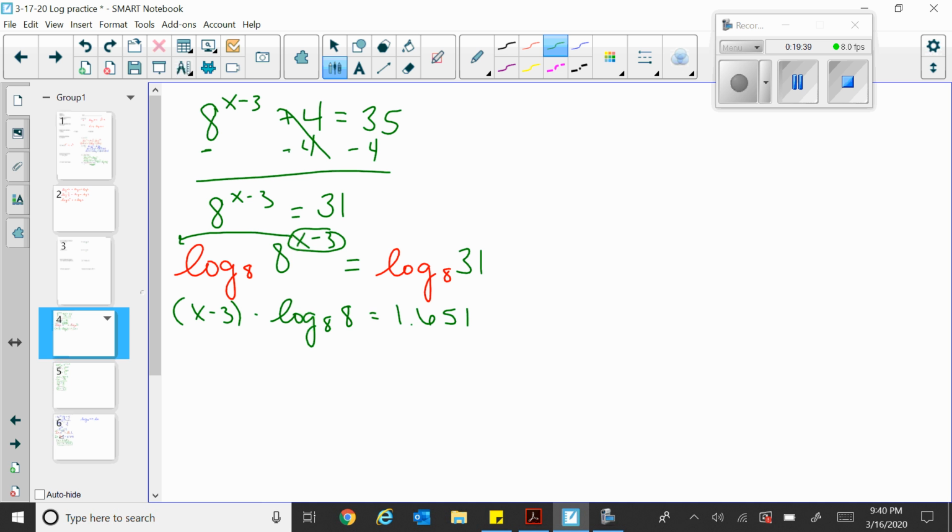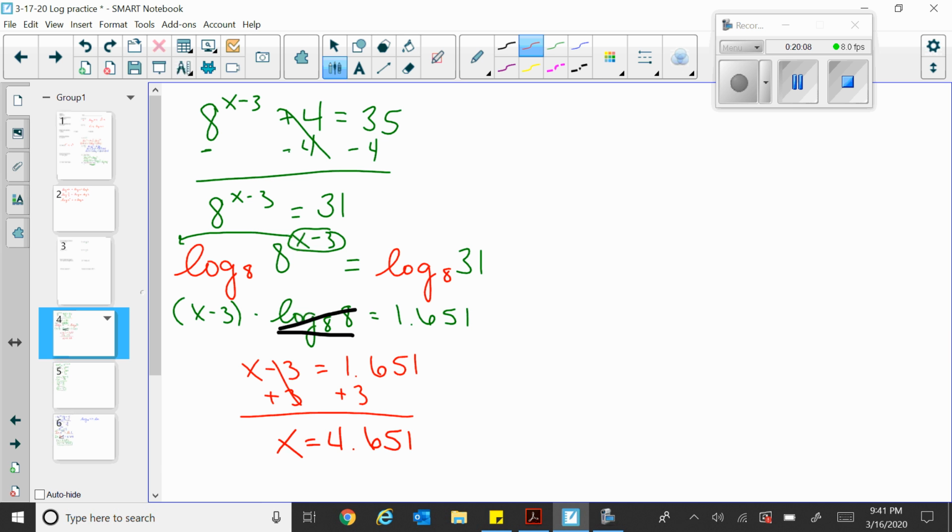Okay, so now looking at what we have, log base 8 of 8 cancels out. It is 1. Whenever something equals 1 and you're multiplying like we are in this case, it just cancels out. So all we have left is x minus 3 equals 1.651. And now the only thing we have to do is add 3 to both sides, and you get x equals 4.651. And there's your answer.